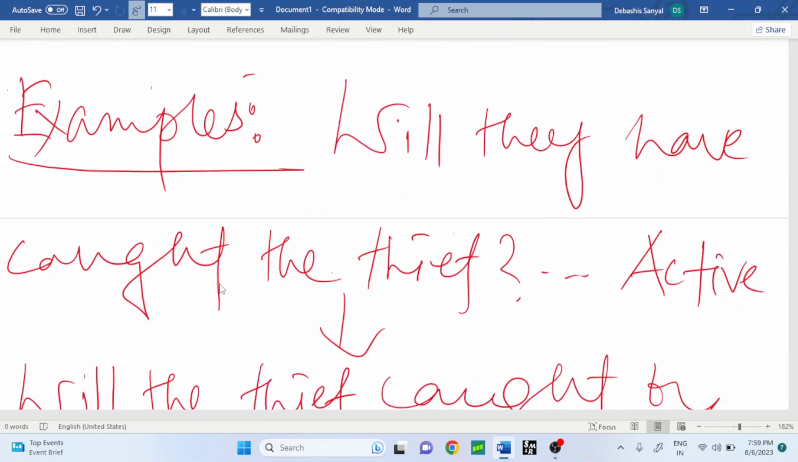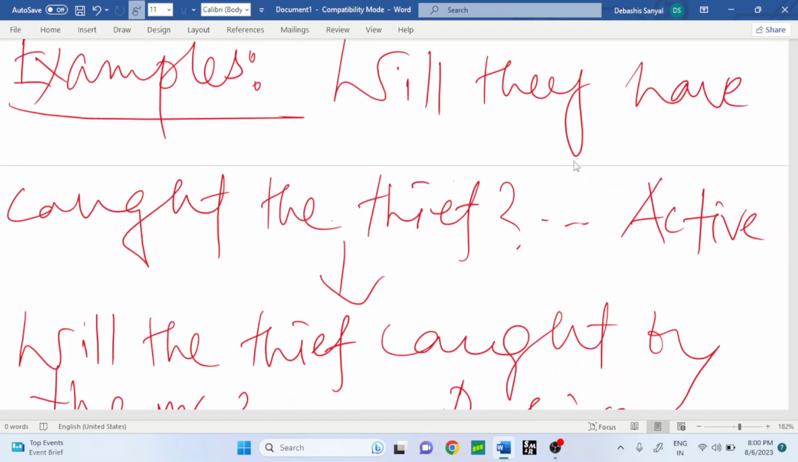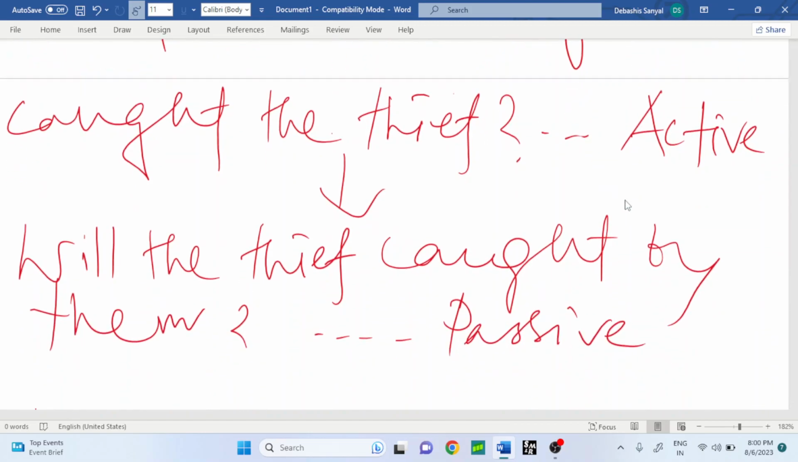Example: will they have caught the thief? Will they have caught the thief? We may answer the question using yes or no, so it is a yes-no type question. In other words, we can say that the sentence doesn't start with any WH word, so it can be regarded as a yes-no type question also. Will they have caught the thief, active voice.